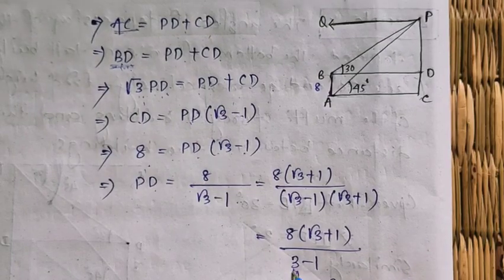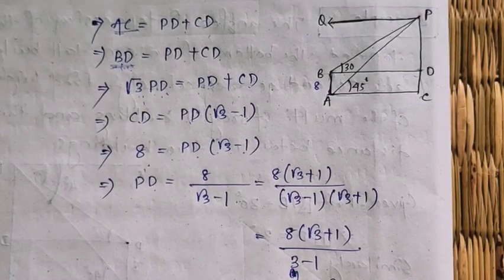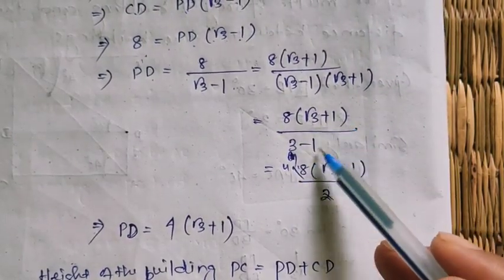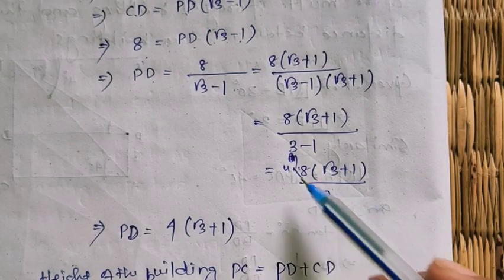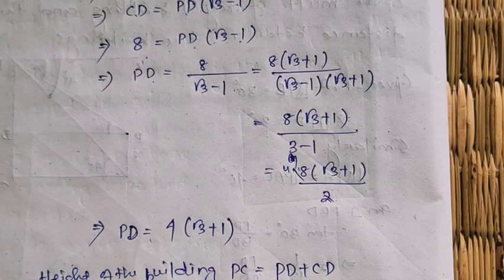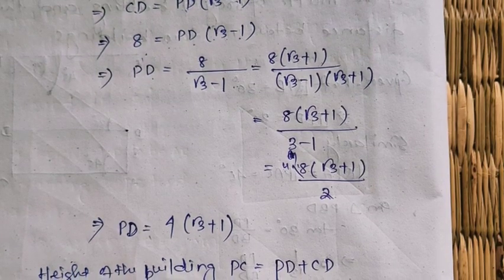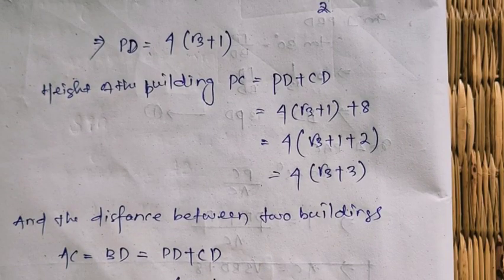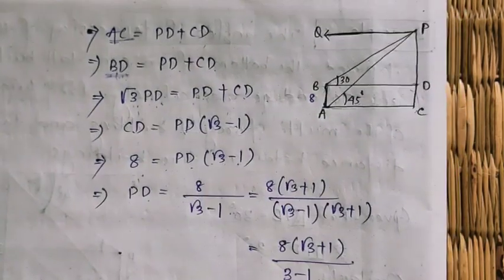So PD is equal to 8 into root 3 plus 1 divided by 3 minus 1, that is 2. 2 fours are 8. This will be PD is equal to 4 into root 3 plus 1. Understand up to this?